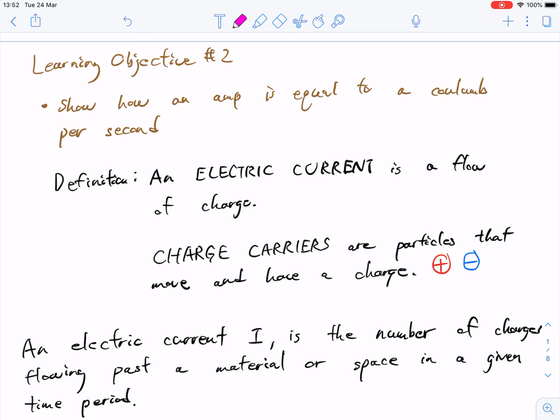The first thing is, what is an electric current? Electric current is essentially a flow of charge or charged particles, okay? So charge here can refer to charge carriers. So you might see it referring to it as charge or charge carriers. And charge carriers are essentially particles that move and have a charge. Okay, so for example, a proton or an electron.